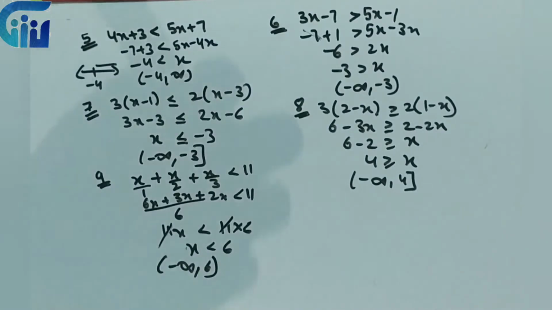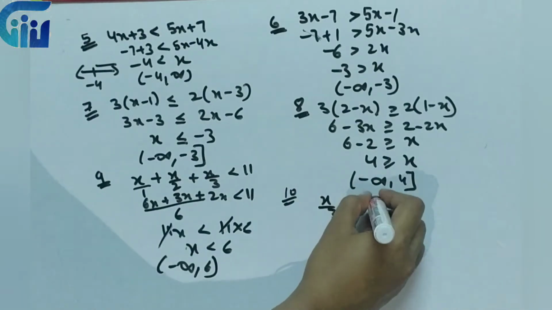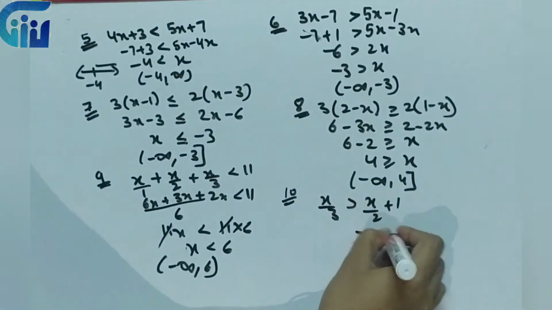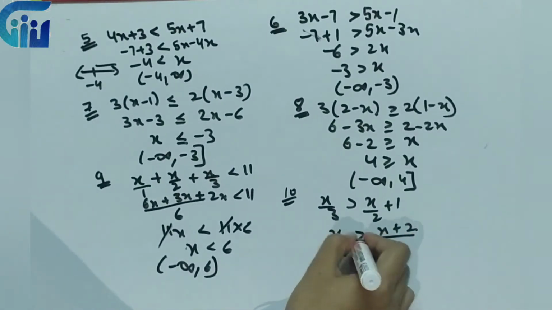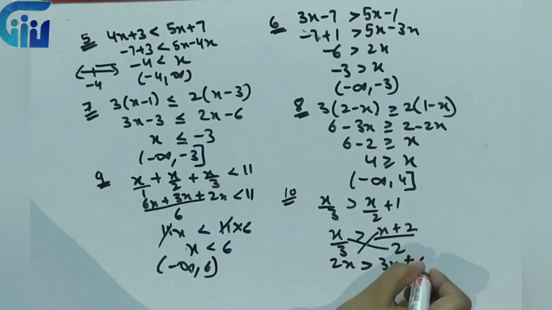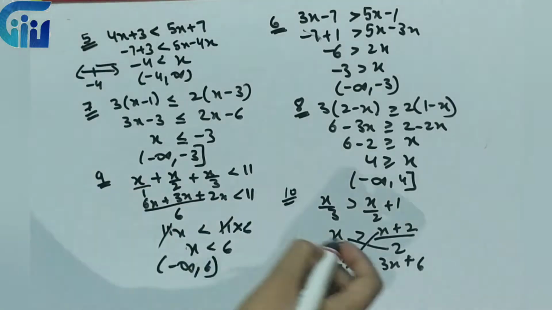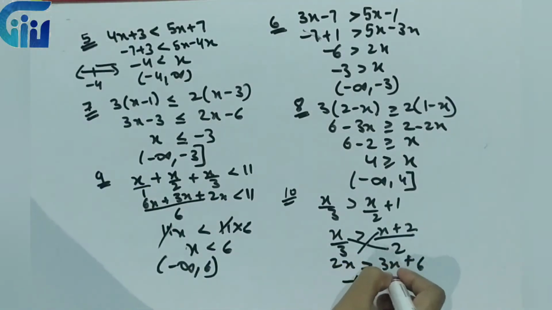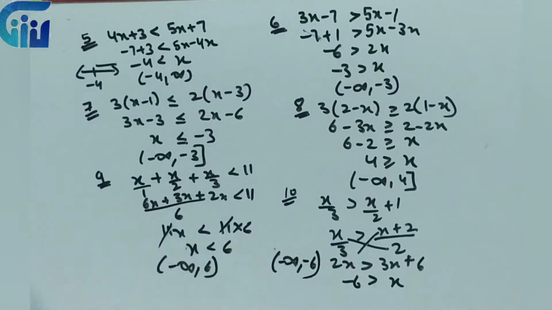be open bracket. Then moving on to question number 10, exactly on the same lines. So it is like this. We will take LCM. So x plus 2 over here, x plus 3. Let's cross multiply. So this is 2x greater than 3x plus 6. When you are multiplying, keep your concentration bang on. When you multiply, just remember that we multiply by both the numbers. So it is minus 6 on this side and x on that side. So x is again less than minus 6. So minus infinity till minus 6, open interval, right?